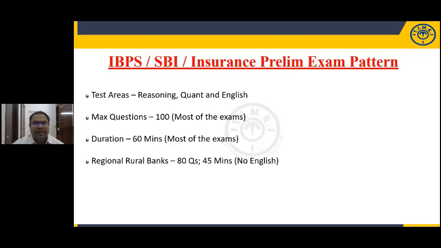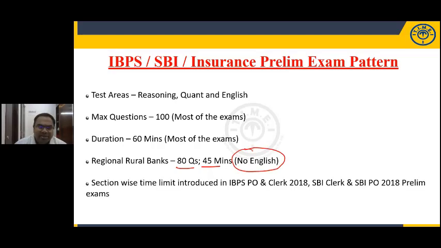RRBs, regional rural banks, have 80 questions. Quant and reasoning, 45 minutes, 40 quant, 40 reasoning. You don't have any English, and this is an important point: no English language in Gramin banks. Section wise time limit: each section 60 minutes, quant 20 minutes, reasoning 20 minutes, English 20 minutes. This is how it is divided. Right? This is the prelim exam pattern.